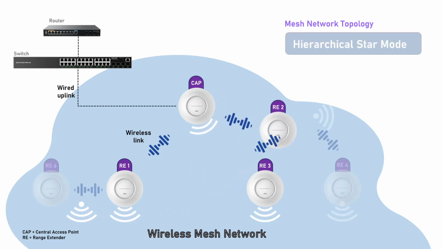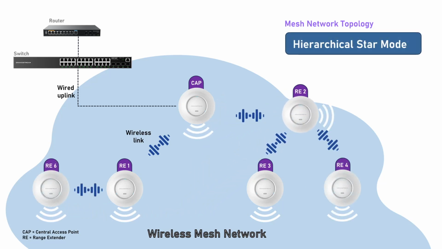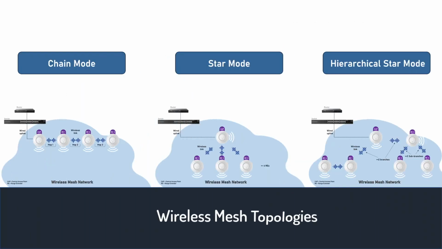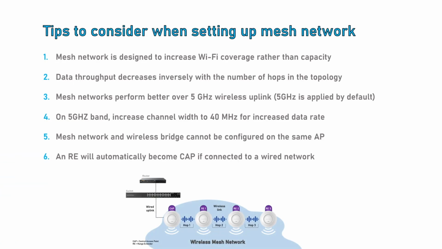In addition, there is the hierarchical star mode, which is made of several levels of star structure. This topology is implemented to increase coverage distance in multiple directions. In this mode, it is recommended to have no more than 2 branches under the central AP and no more than 2 sub-branches. So each topology mode has its benefits and requirements, which makes it suitable for a specific environment. These are some tips to consider when setting up a mesh network using GWN access points.